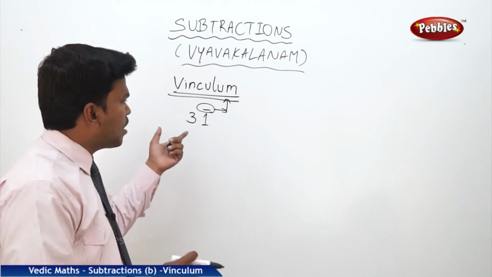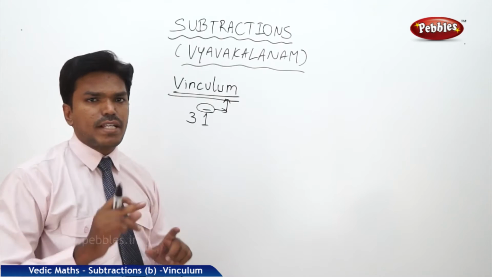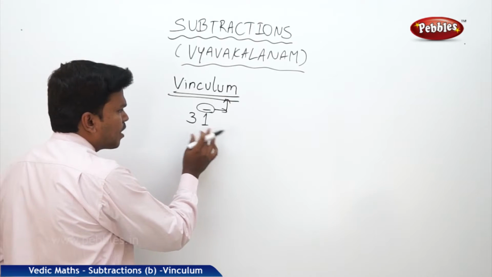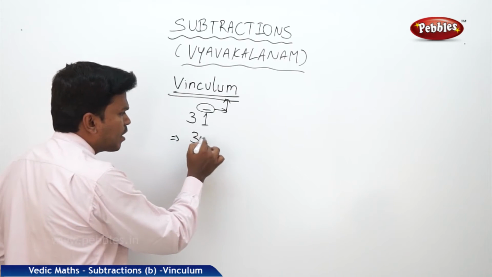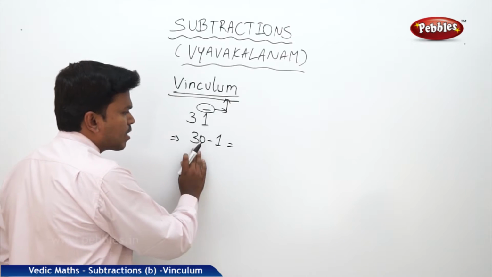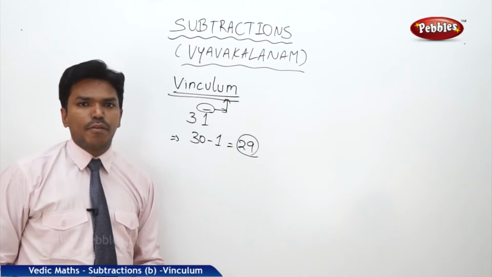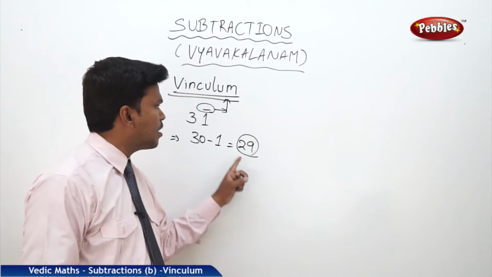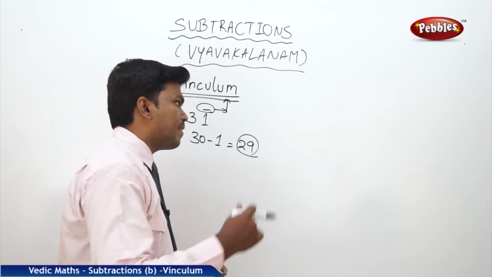So what is the purpose of this number? Now let us see. Suppose 3 1 bar: 3 is in the tens place, so it is 30 and 1 bar is nothing but minus 1. So what is 30 minus 1? 29. That means the actual number is 29, but we are representing this number in the form of Vinculum like this.